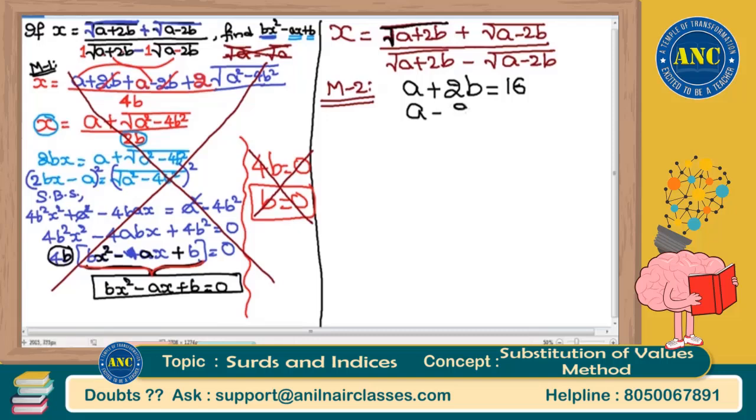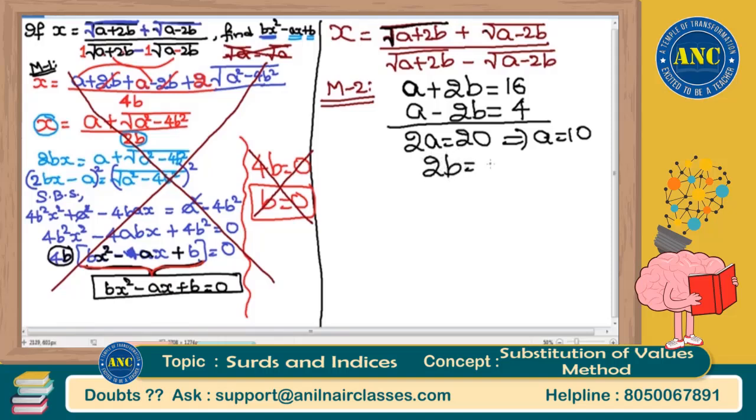Similarly, for a minus 2b, I will take some other perfect square. For example, let me take 4, because the square root of 4 is 2, which is also a whole number. If I simplify this, 2a will become equal to 20. So a value will be 20 by 2, which is 10. Substitute a value 10 here: 16 minus 10 is 6. 2b is equal to 6, so b value will be 3. A value is 10. B value is 3.